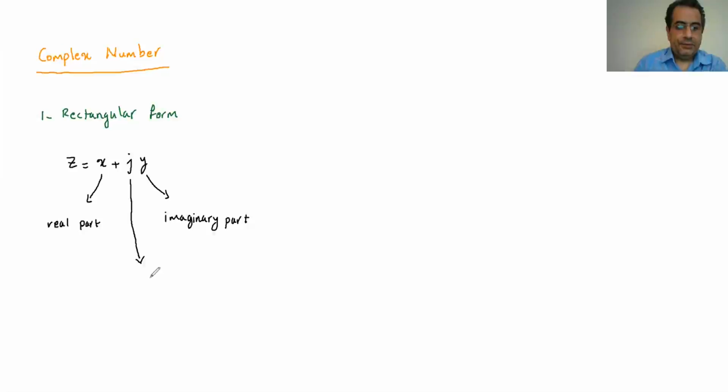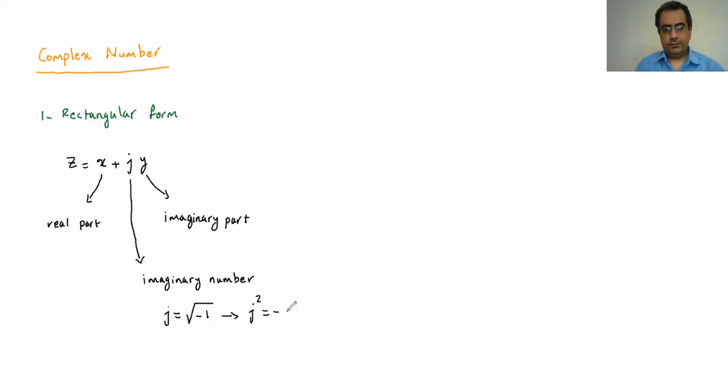The j is called the imaginary number, and it is equal to the square root of -1. So j is the square root of -1. In other words, j squared is -1. So anytime we have j squared, it's going to be -1.